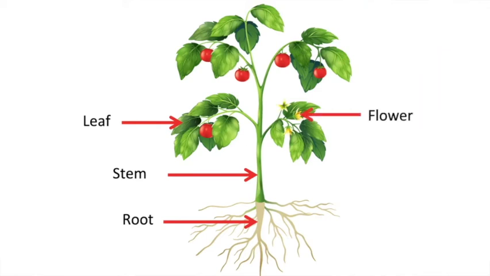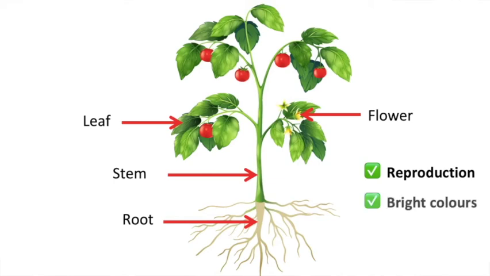Flower. Flowers are the reproductive organs of a plant. Flowers have petals which help to protect the parts of the flower, and the petals are usually bright colored and have a nice scent. This is important as it attracts pollinators. The flowers are also involved in producing seeds and fruit.